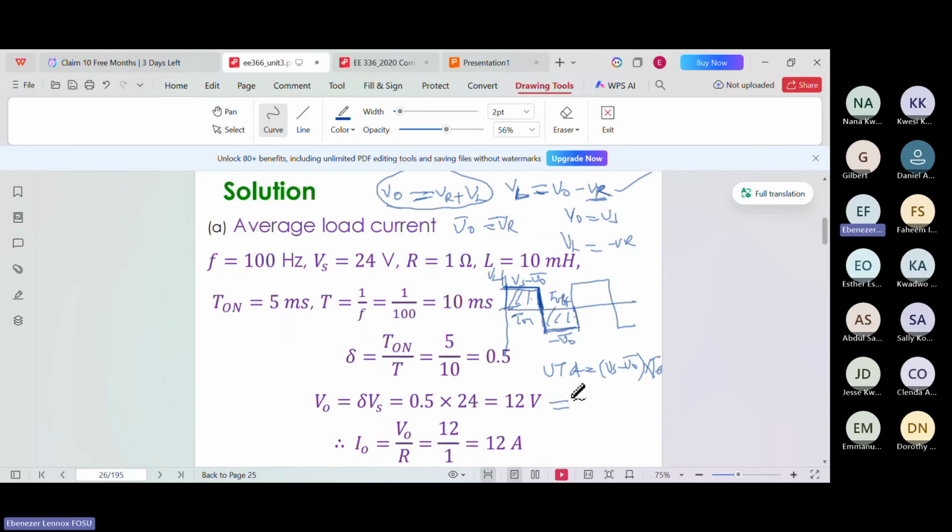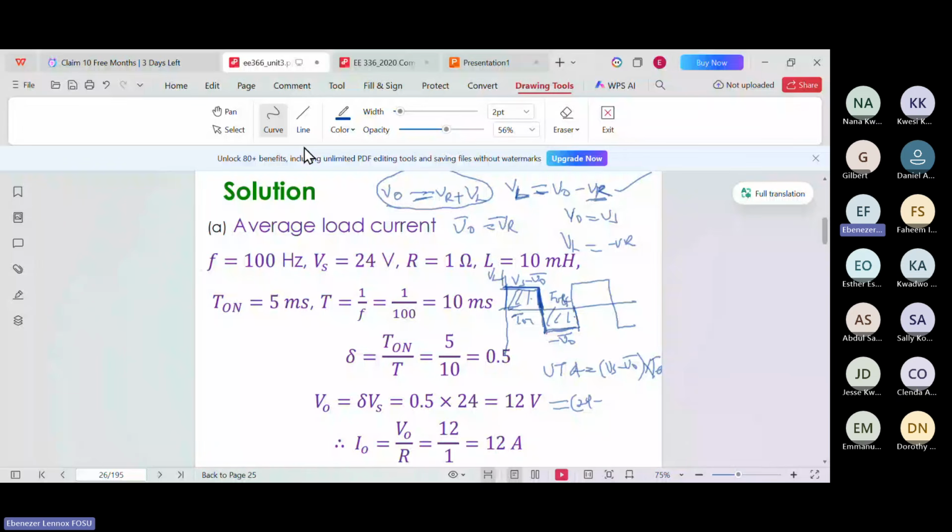So the supply is 24. Yes. You said that when the switch is on, the average of the voltage across R is equal to the output voltage, the average output voltage. Yes, that is it. But the inductor too is there, so why not the sum of the average voltages across both? That will give us the output.